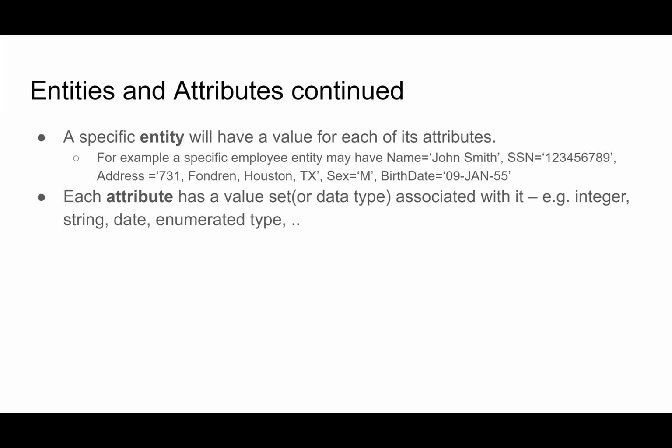A specific entity will have a value for each of its attributes. For example, a specific employee entity may have a name of John Smith, a social security number 1, 2, 3, 4, 5, 6, 7, 8, 9, and an address and a sex and a birth date assigned to it. Each attribute has a value set or data type associated with it. For example, the name John Smith is a string. We could set the social security number to a large integer. So each one of those has a value set associated with it.